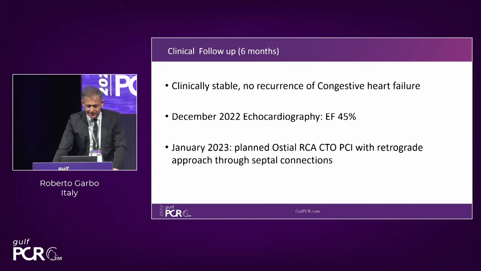The patient now is stable. No recurrence of congestive heart failure. The ejection fraction is 45 this month. We have an evaluation, and then in January we plan to do the right. So we plan to open the right ostium in a more stable situation and with a retrograde approach.